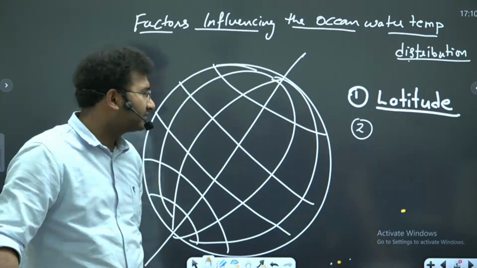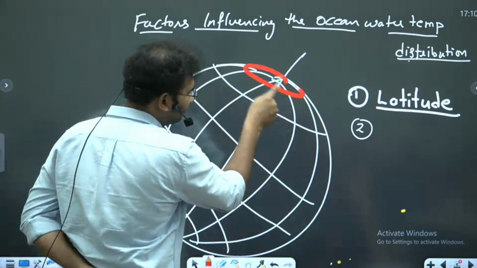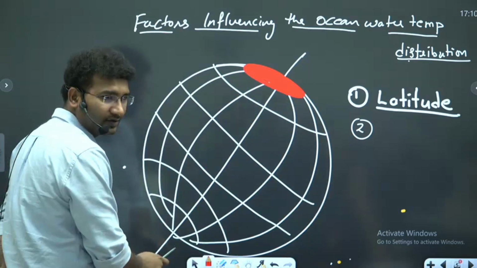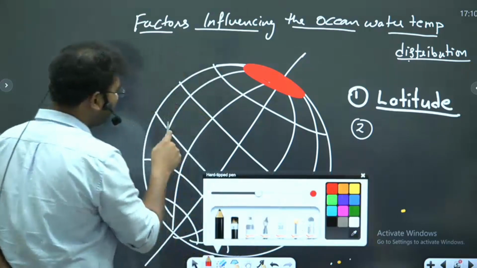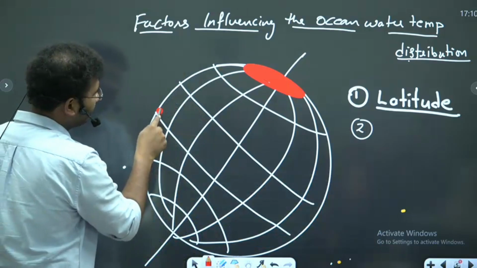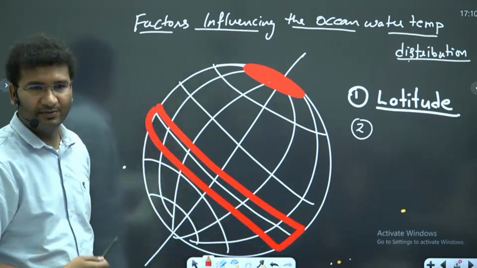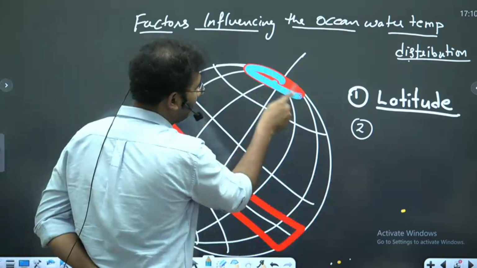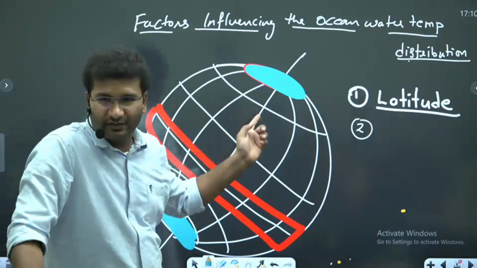In simple terms, you know that for 6 months of the time there is sun here, and for 6 months there is cold. Right? Next, at the equator, on an average, you have good temperatures. That means the water which is present at the equator will be warmer, and the water which is present at the polar region is cold. Right? So that means it is latitude which is influencing, right?